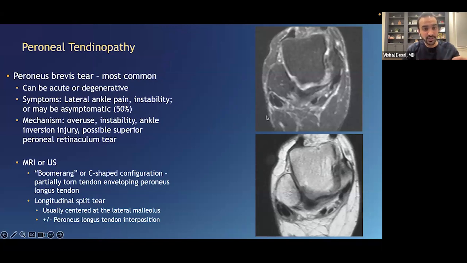Peroneus longus tendon, much less commonly involved with tendinopathy, but when it does happen, it's usually a stress area. So at the peroneal tubercle of the calcaneus, as it goes under the foot at the level of the cuboid.